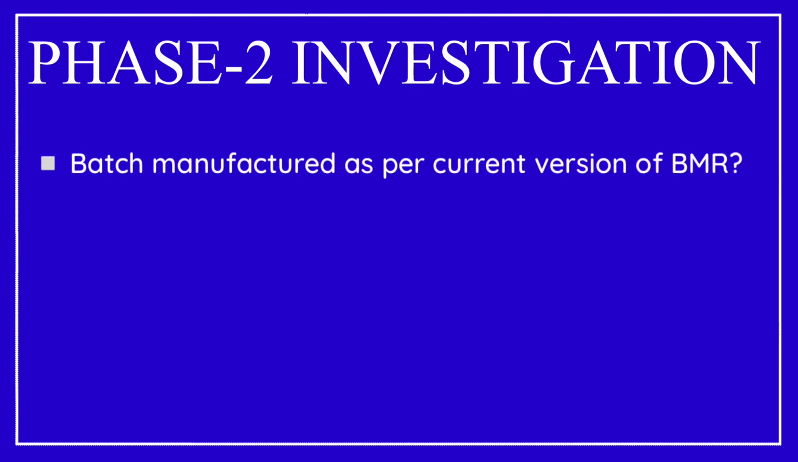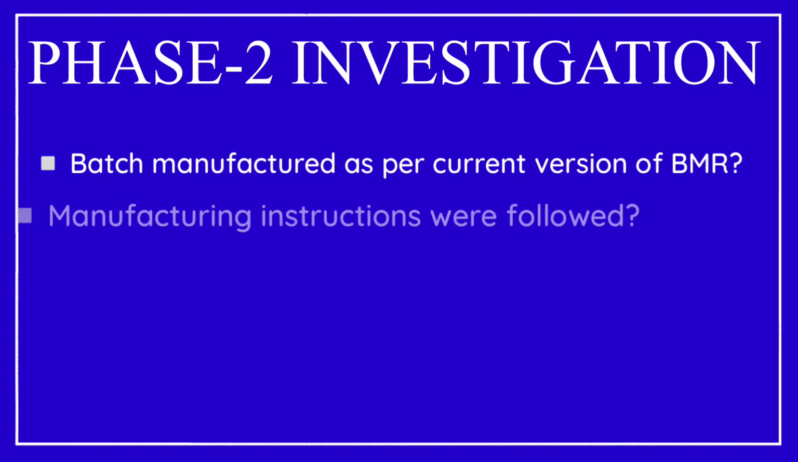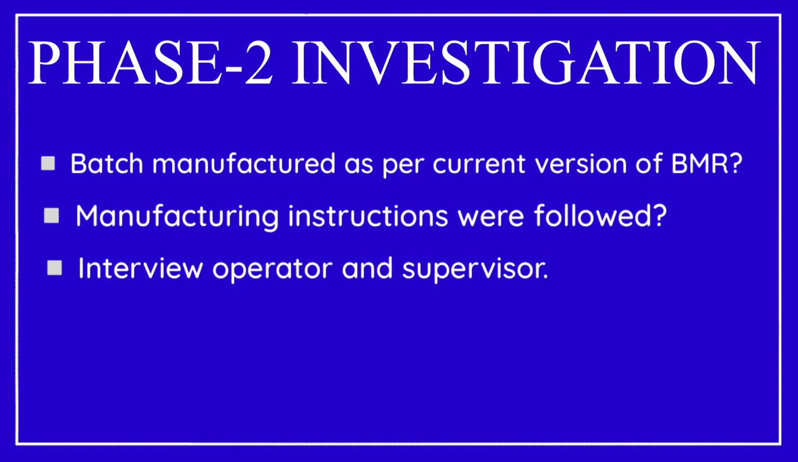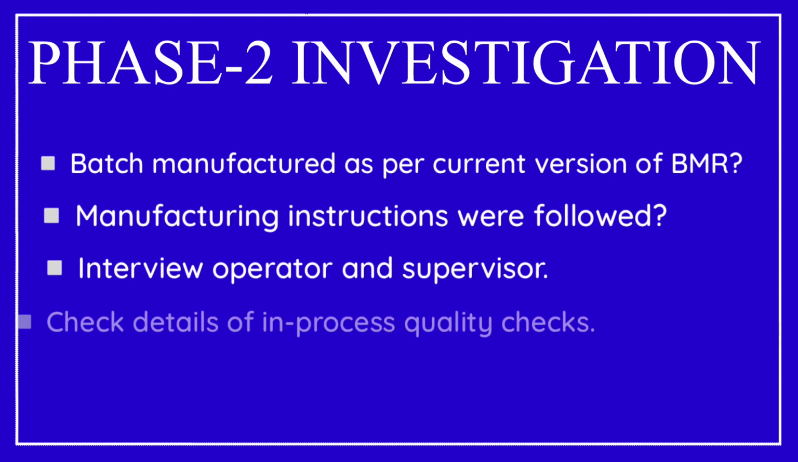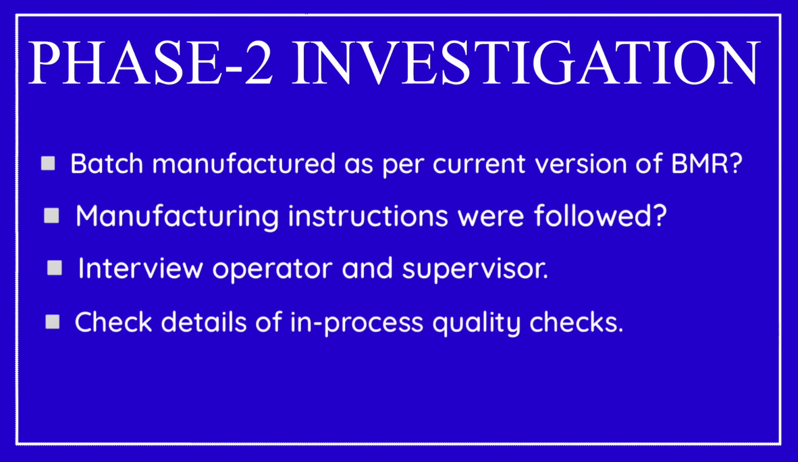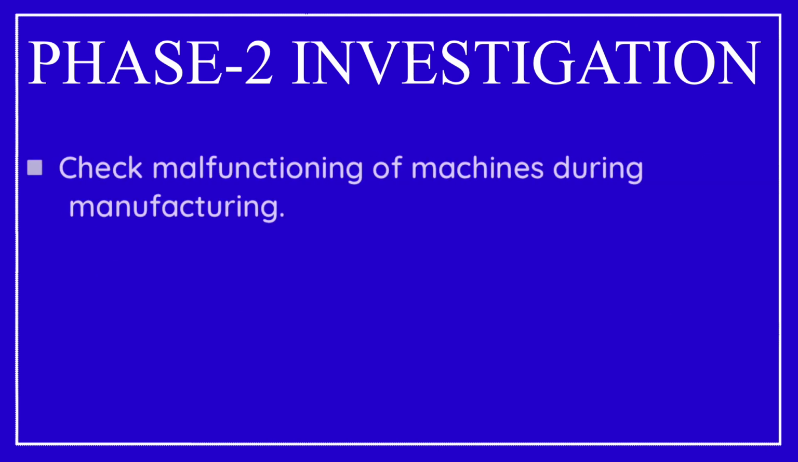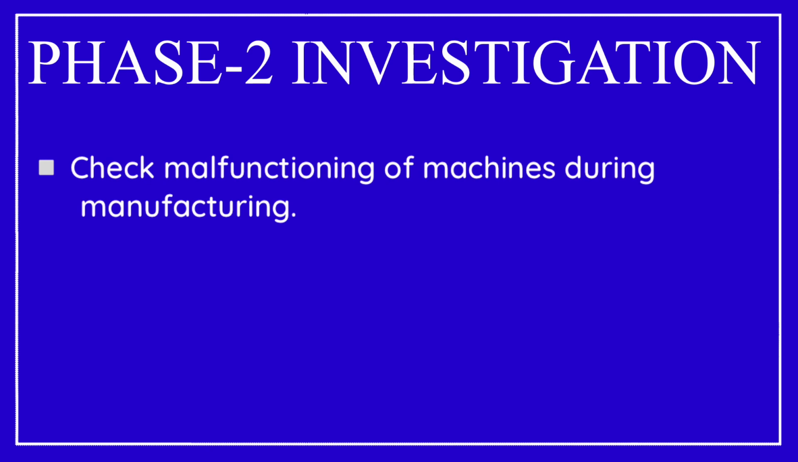Check and verify whether the batch was manufactured as per the current version of the batch manufacturing record or not. Check and verify whether the manufacturing instructions given in the batch manufacturing record were followed or not. Take the interview of the operators and the supervisors who were involved in the manufacturing activity. Check and verify the details of the in-process quality checks which were carried out during the manufacturing. Check and verify the calibration details of the instruments or the equipments which were used to carry out the in-process quality checks. Check and verify any kind of malfunctioning of the equipment or the machine during the manufacturing activity.